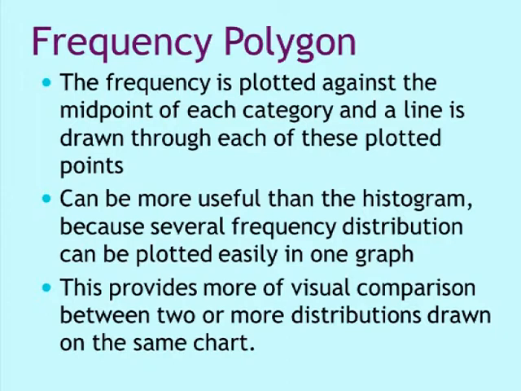Now, the advantage of a frequency polygon over a histogram is that you can show several frequency distributions in one graph, which we cannot do using a histogram. So we can check whether two or more distributions are similar or dissimilar in nature. Let's look at an example.